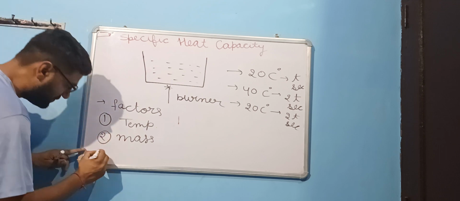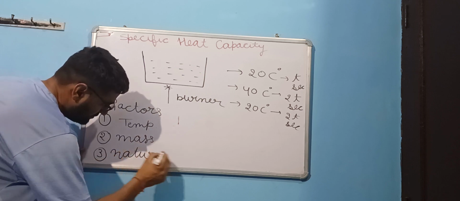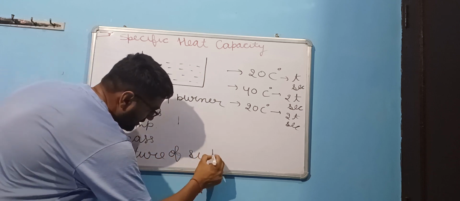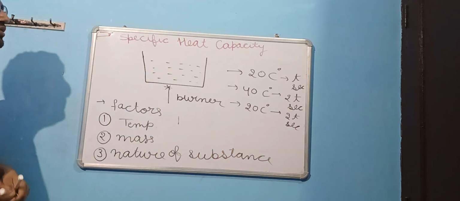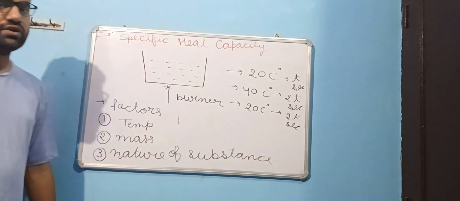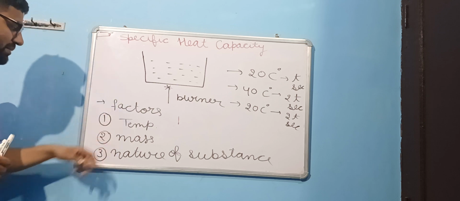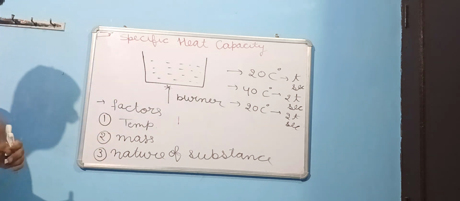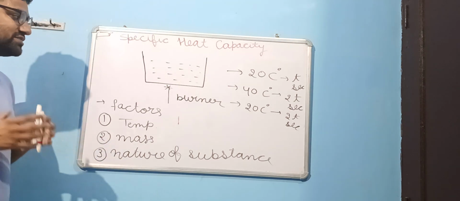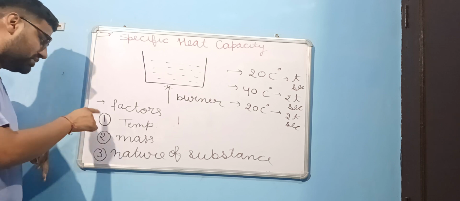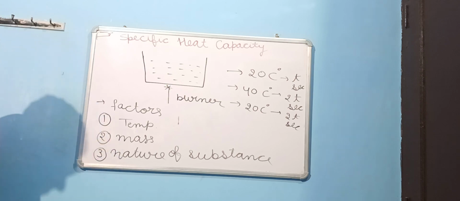And the third is the nature of the substance, because when we take water, the time taken to raise the temperature by 20 degrees Celsius is more, and when we take oil, the time taken is very less. So these are the three factors: temperature, mass and nature of the substance, on which the amount of heat we provide to raise the temperature of the substance depends.